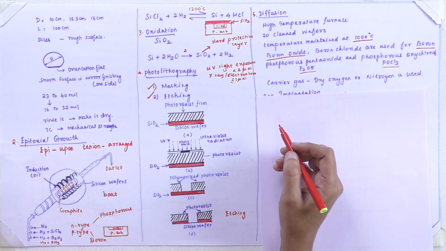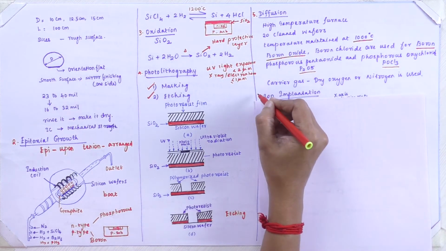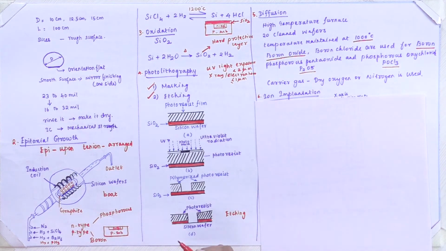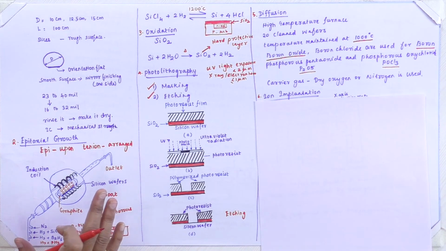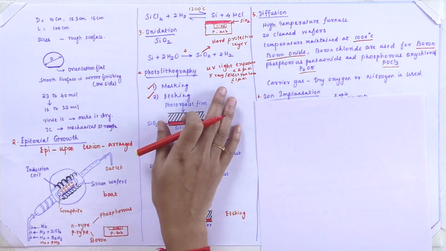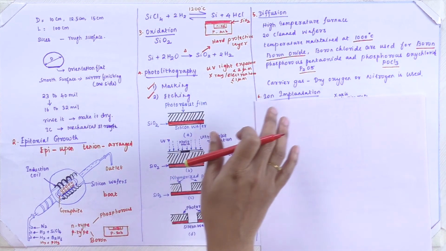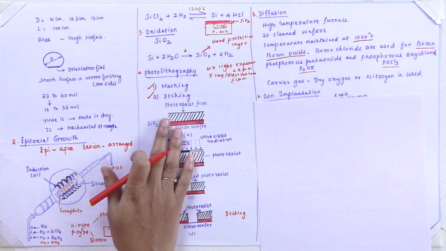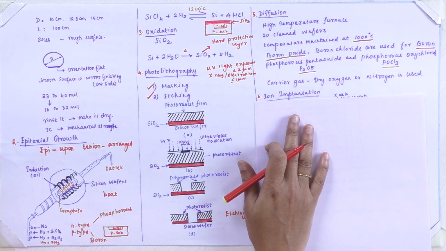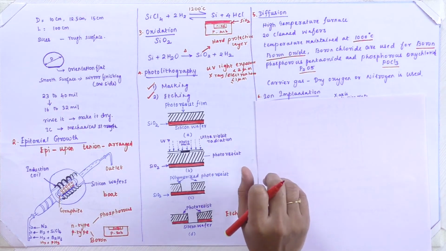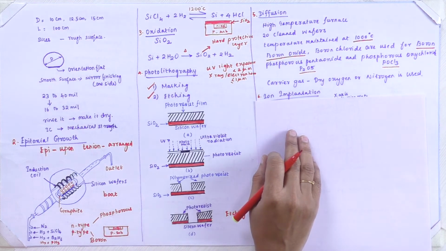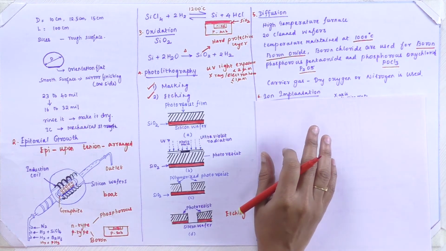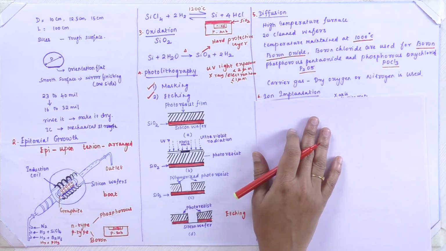So next comes ion implantation. That was your sixth process, ion implantation. So far we have seen epitaxial growth, oxidation, photolithography, then diffusion. These are temperature dependent techniques, whereas ion implantation uses high voltage ions. It is like a bombardment of ions, compared to the temperature.